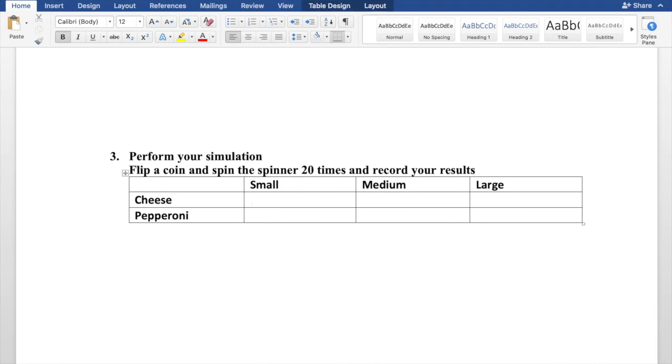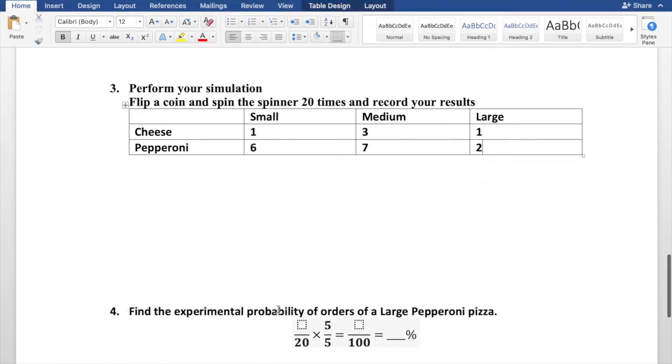At this point, I can start filling in my sample space. When I performed my experiment, I received 1 small cheese pizza. I also received 3 medium cheese pizzas and 1 large cheese pizza. With my pepperoni, I received 6 smalls, 7 medium pepperonis, and 2 large pepperonis. At this point, I can now find the experimental probability of orders of a large pepperoni pizza.